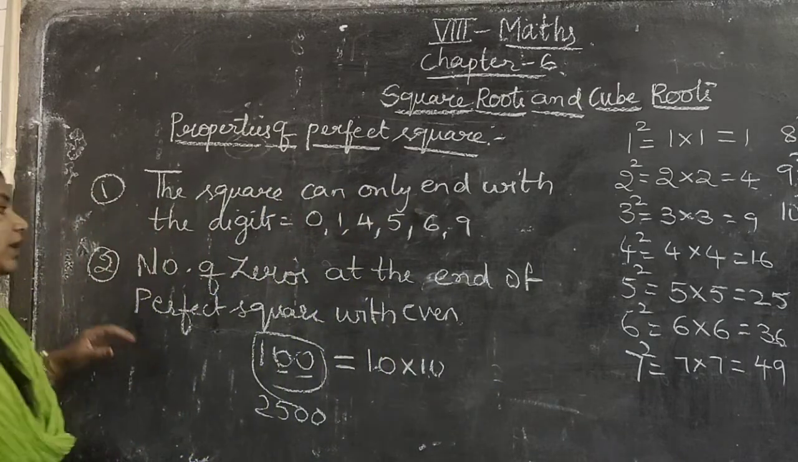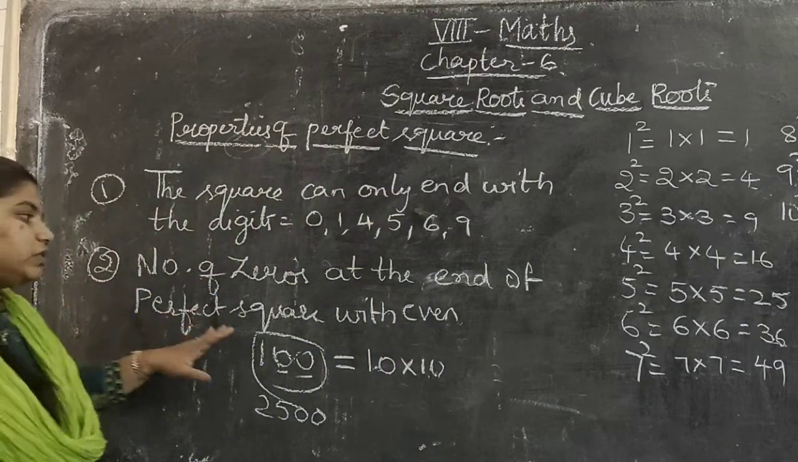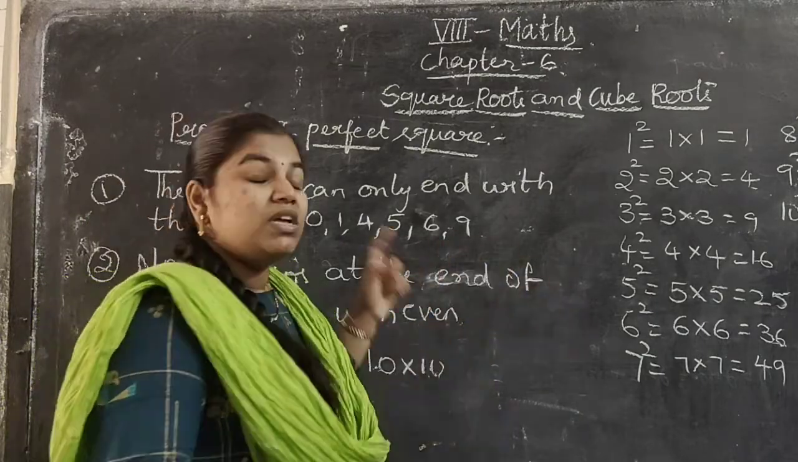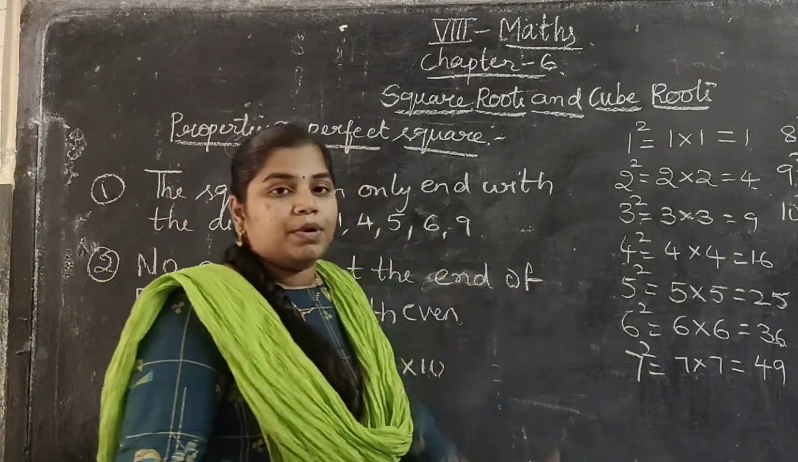Next, the number of zeros at the end of a perfect square will be even. If a number has an even number of zeros, it may be a perfect square.